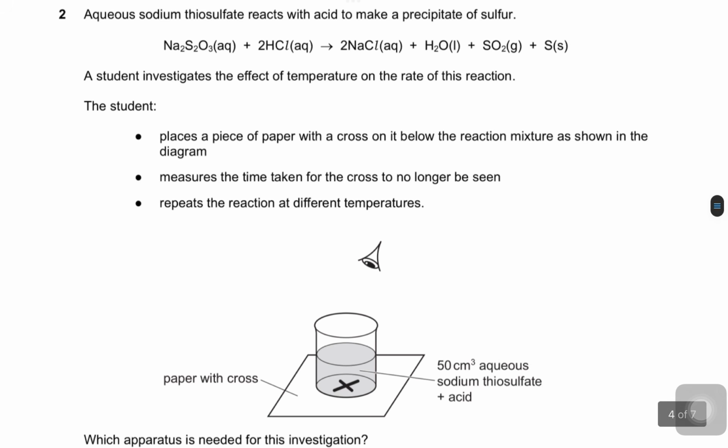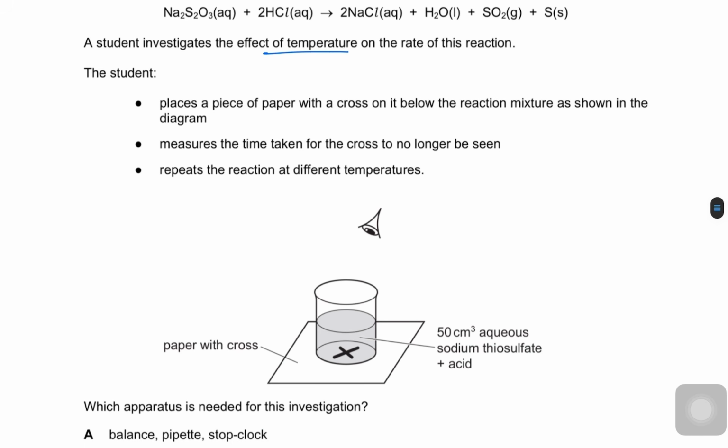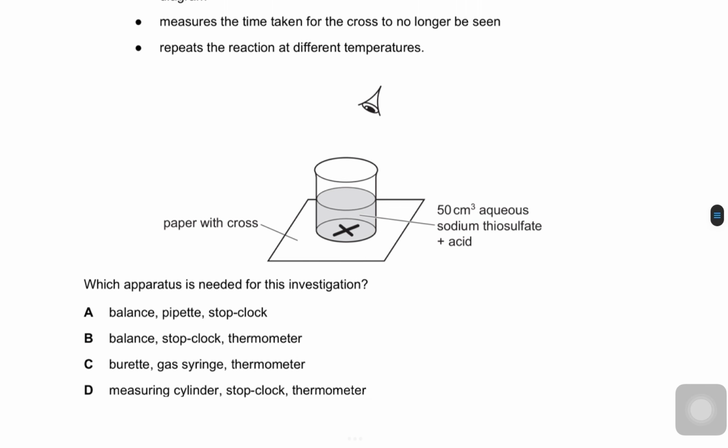Aqueous sodium thiosulfate reacts with acid to make precipitates of sulfur. A student investigates the effect of temperature on the rate of this reaction. A student places a piece of paper with a cross on it below the reaction mixture, measures the time taken for the cross to no longer be seen, and repeats the reaction at different temperatures. Which apparatus is needed for this investigation?